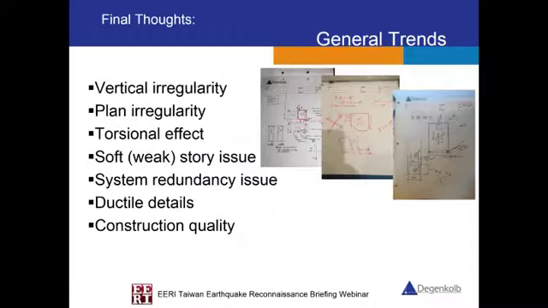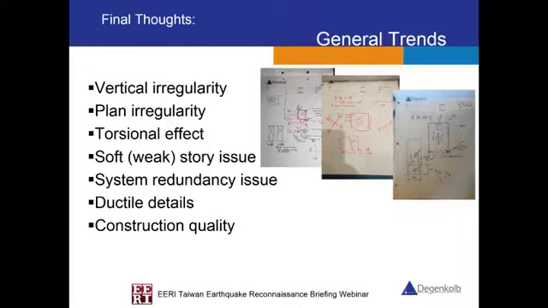So with that, I'm going to talk about some final thoughts from our teams. During this trip, we saw a lot of textbook type failures, but most of the damaged buildings had either plan or vertical irregularities, which cause soft story, weak story, and torsional issues. We also found that some buildings did not have many columns to support or back up the system, so kind of a redundancy issue. And also the lack of ductile details, and maybe construction quality issues.